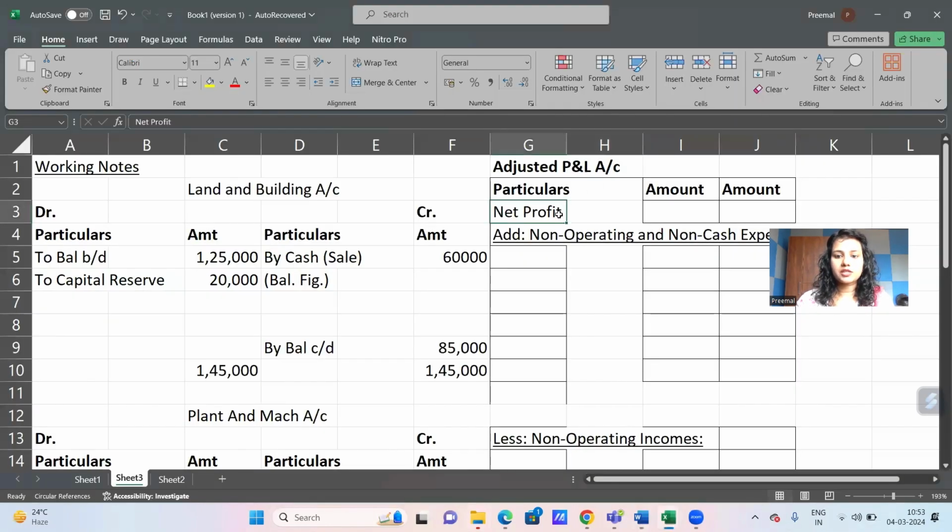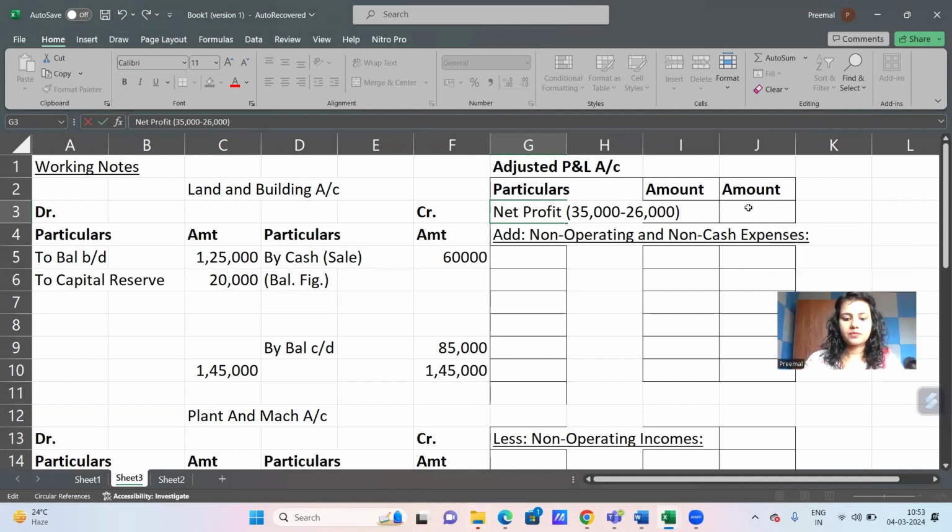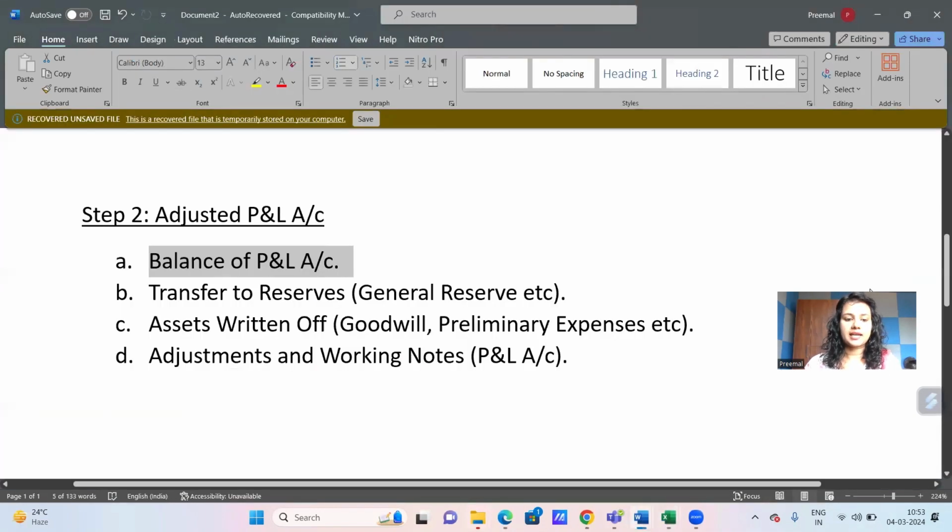So find out the difference between the closing balance and the opening balance. 35,000 minus 26,000. This amount will indicate profit, which is 9,000. To this amount, we add any non-operating expenses and non-cash expenses. Let's go back to our guidelines.